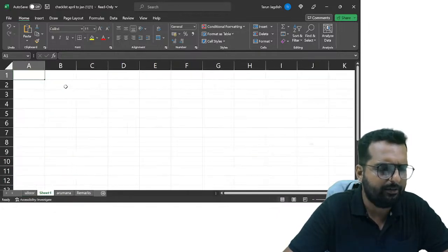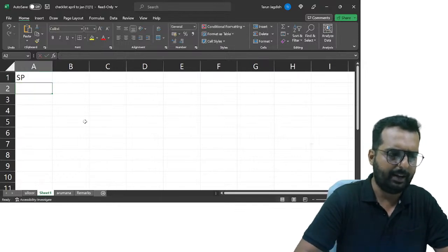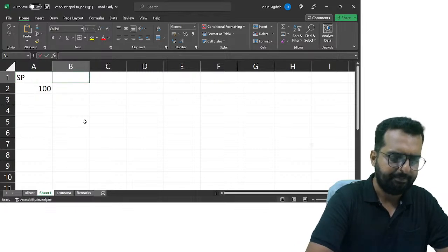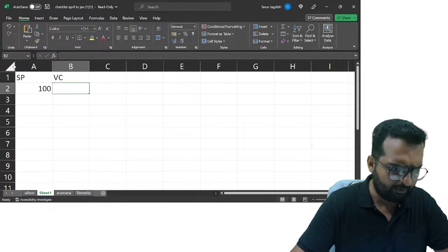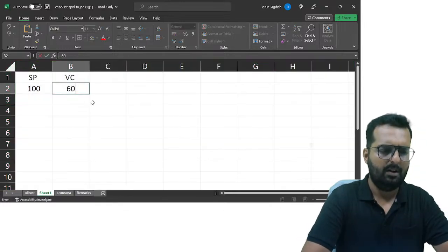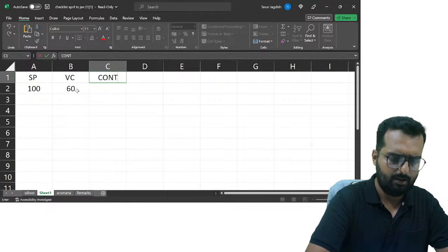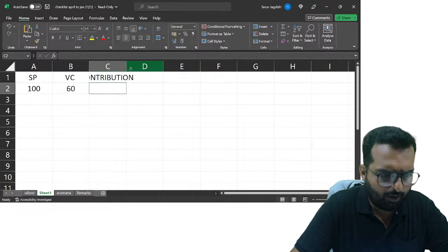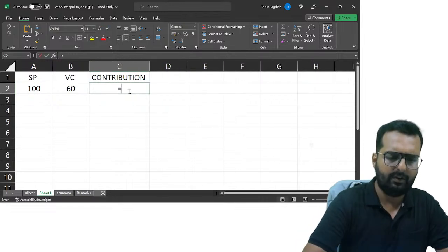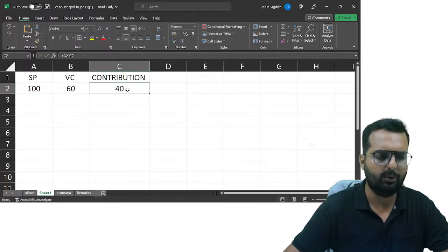Now I have zoomed it also. Let us assume, as I told you, the selling price of this product is 100. How much is the variable cost I told you? Variable cost is 60. Therefore, the contribution of this product will turn out to be how much? 100 minus 60, that is equal to 40.